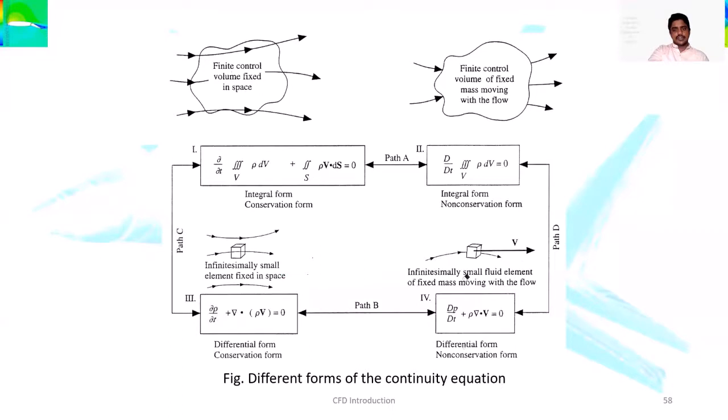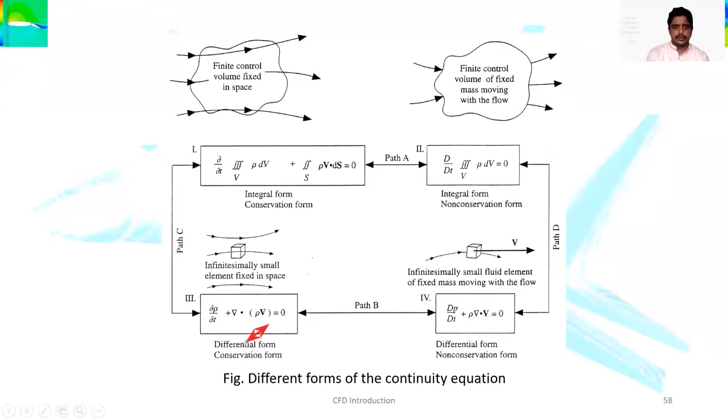And here if you see, an infinitesimally small fluid element moving with the flow, right? So in that case, my total equation of the partial derivative of the conservative form has formed into the differential format. Okay, so this has become path 4.